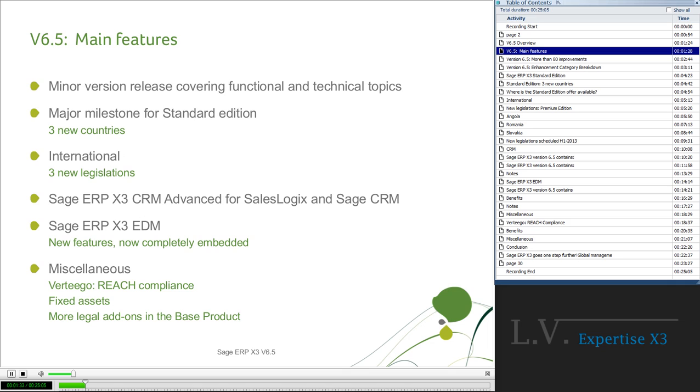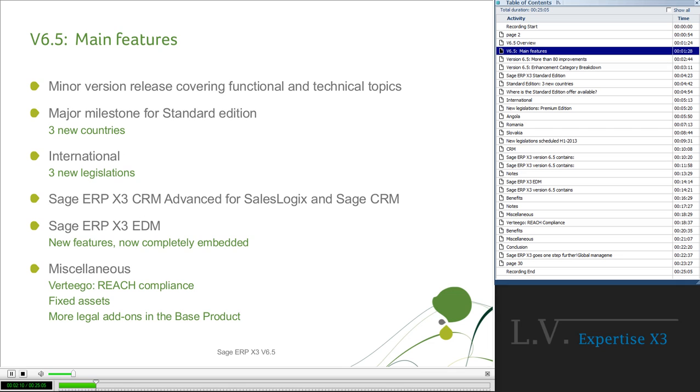We would like to summarize the content of the 6.5 release. This is a minor version release, but a major milestone for 3 new countries, especially with the launch of the Standard Edition. The V6.5 contains 3 new legislations, and 3 others will be delivered post V6.5 release. There is also the possibility to connect Sage ERP X3 with Sage Sales Logics and Sage CRM.